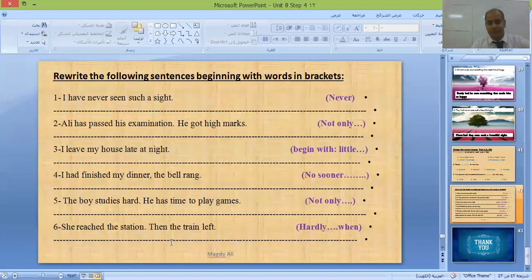Now, here are some examples for you to complete at home as homework. But we will solve it with each other. I'll solve it with you, but I won't give you the answer. I only say the answer. You will answer them and we will see them in the next period.